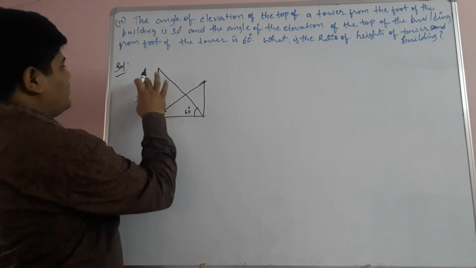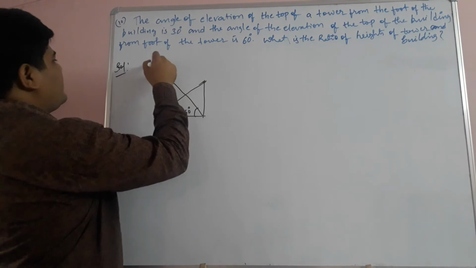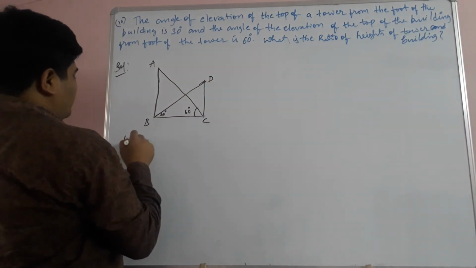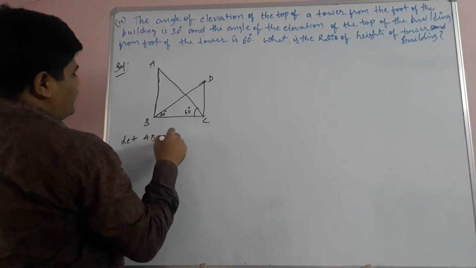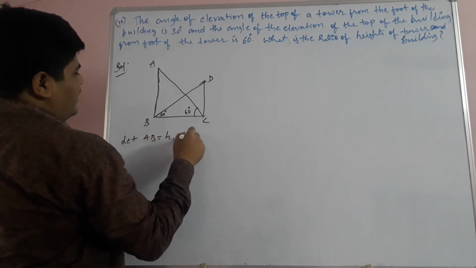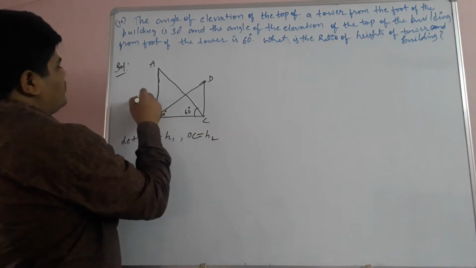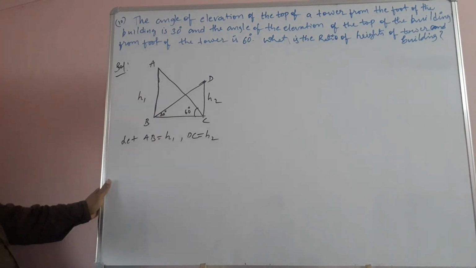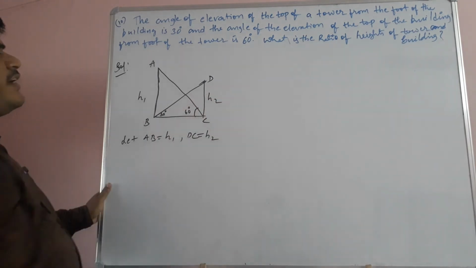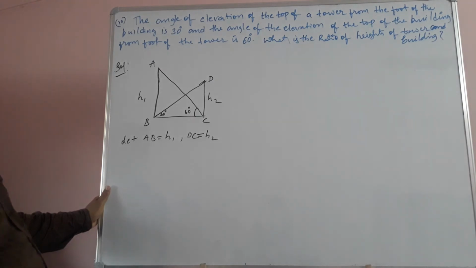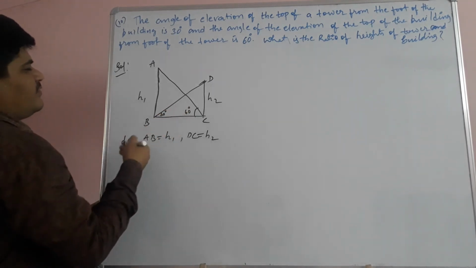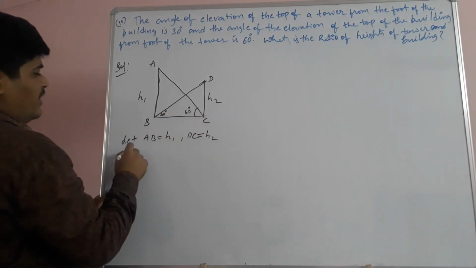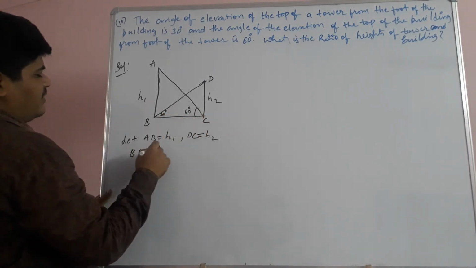So first, this is the building and this is the tower. Name it A, B, C and D. Let AB be equal to H1 and DC be equal to H2. H1 and H2 mean the height of the building is H1 and the height of the tower is H2. The angles of elevation are given, and the distance between them, that is BC, let it be D.